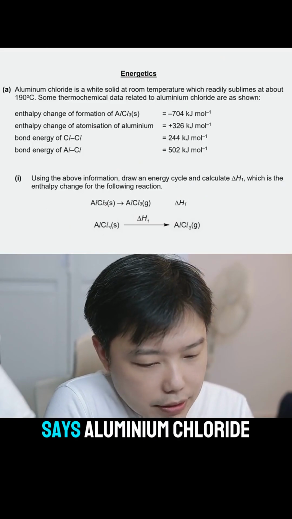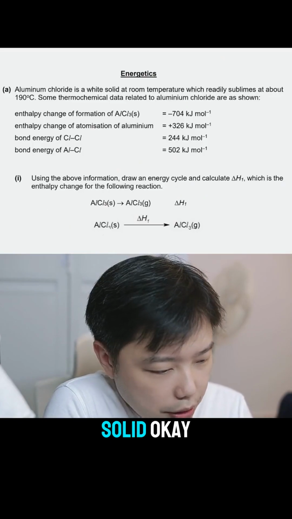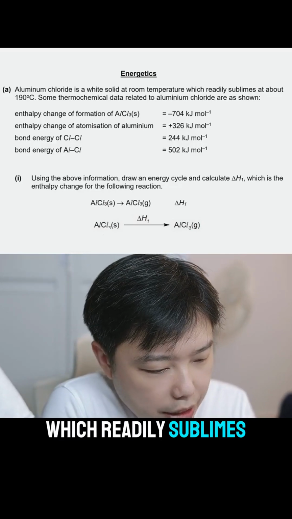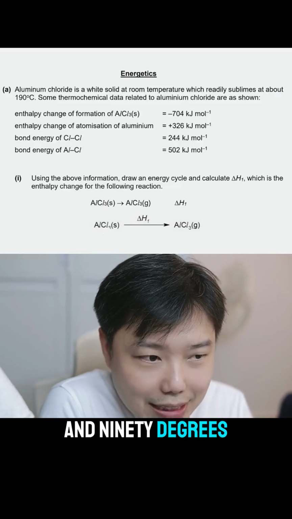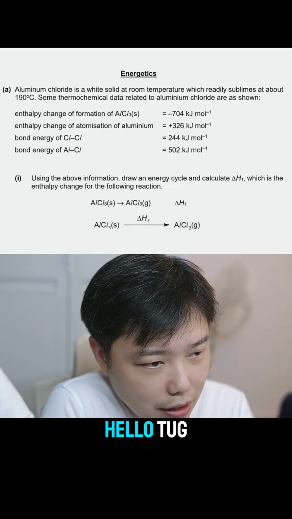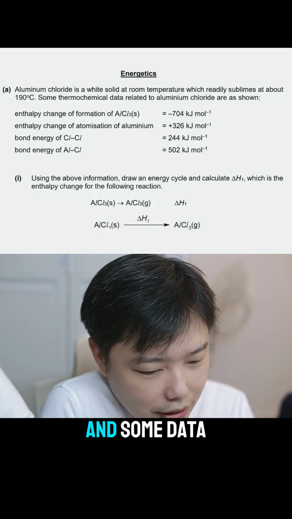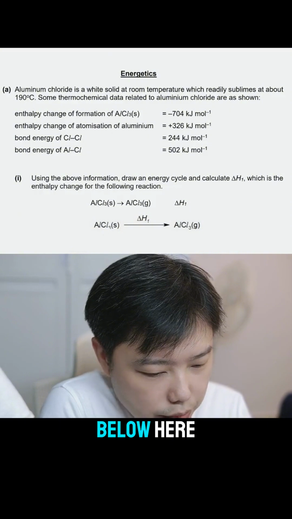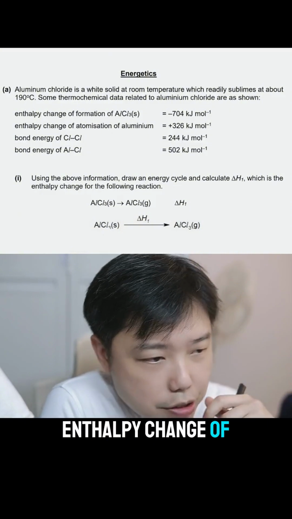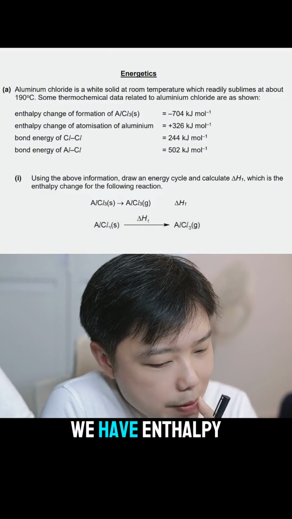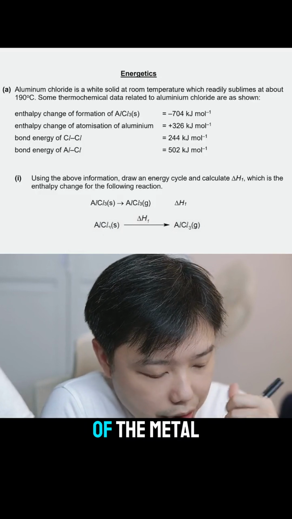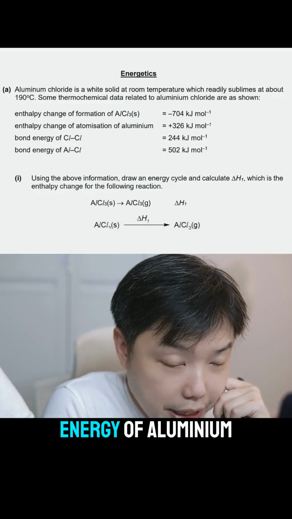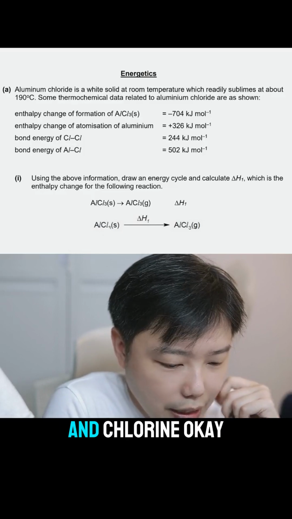Question 1A says aluminum chloride is a white solid at room temperature, which readily sublimes at about 190 degrees Celsius. Some data related to aluminum chloride is shown below. We have the enthalpy change of formation, the enthalpy change of atomization of the metal, the bond energy of chlorine, and the bond energy of aluminum and chlorine.